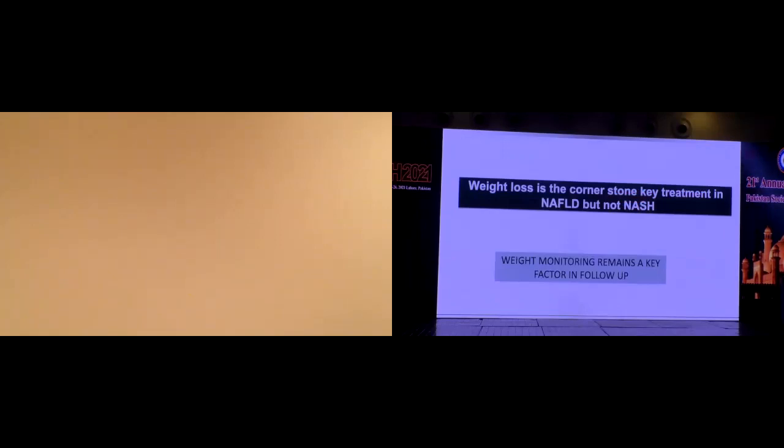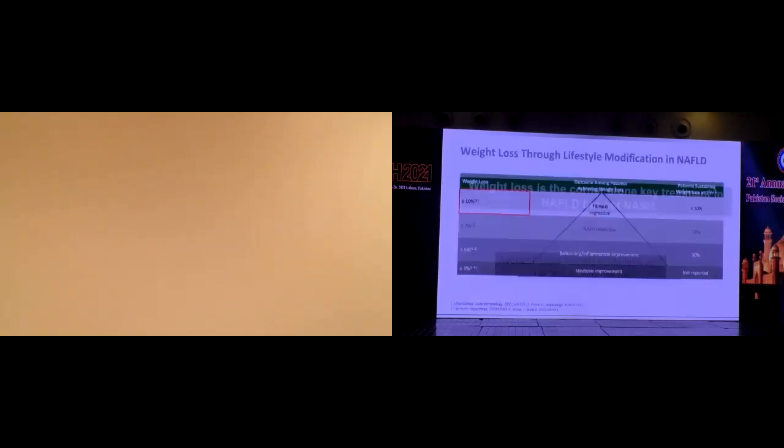When we are monitoring these patients, every time a patient comes, weight monitoring and emphasis on weight becomes the most important thing. And unless we are monitoring the weight, we cannot convince the patient that with this weight reduction, this is what we are going to achieve. The more the weight is reduced, the greater the chances that we're going to reverse the steatosis and reduce the fibrosis in a given patient who's suffering from NAFLD or NASH.